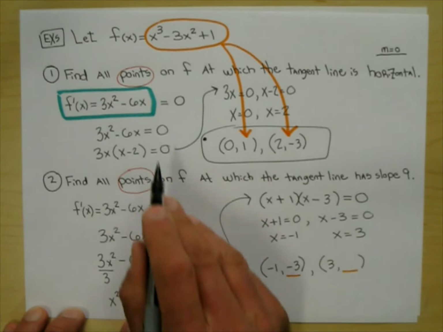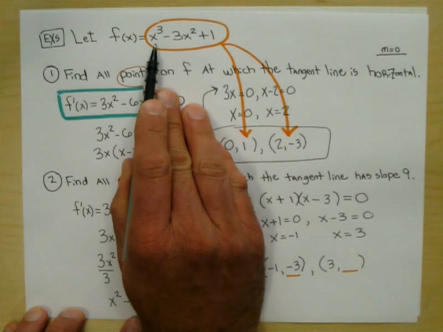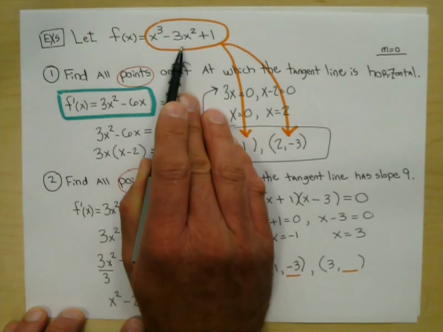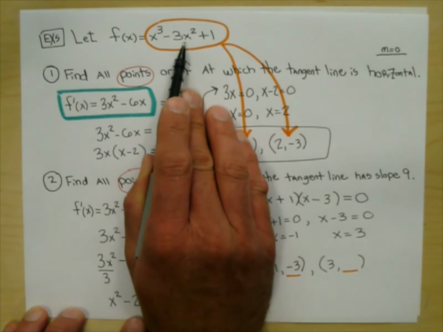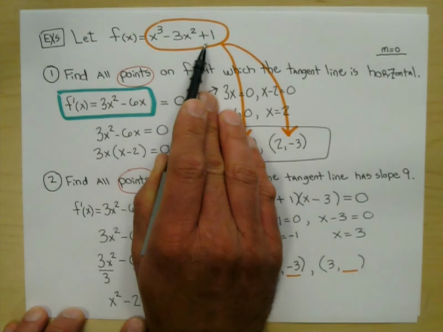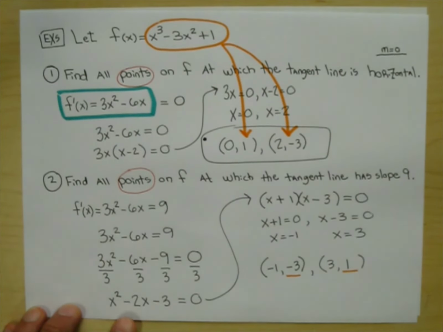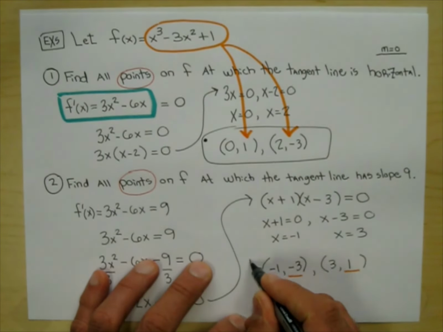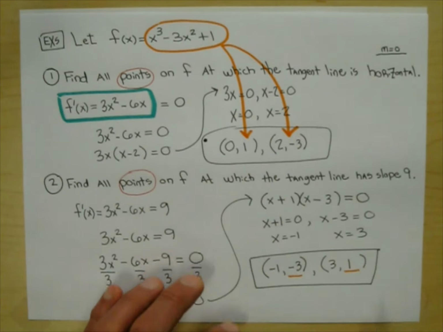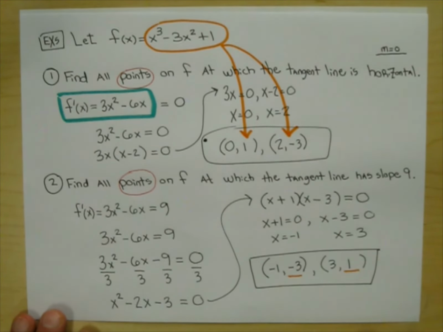3 gets plugged into this. 3 cubed is 27 minus 3 times 3 squared. That's like 3 times 3 times 3. That's 27. 27 minus 27 plus 1. So here's the answer. It says, find all points on the graph of f at which the tangent line has slope 9. There they are.